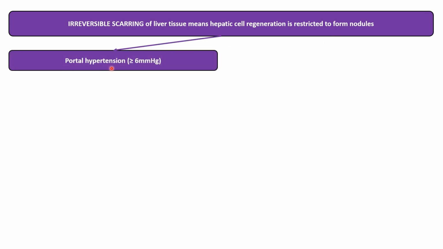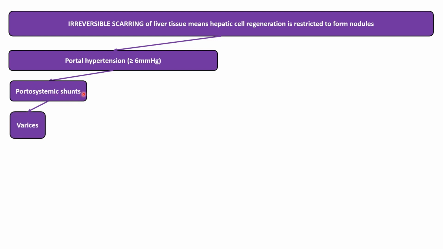So we have portal hypertension. Remember, because we have that increased collagen connective tissue production by the stellate cells, which can create increased resistance within that portal venous system. And portal hypertension is particularly when the pressure is greater than 6 millimeters of mercury. Remember, it's a venous system. We can have these portosystemic shunts. And portosystemic shunts are essentially connections between the portal system and the systemic venous system. So when we have the left gastric vein, this can connect with the portal venous system and can ultimately result in varices. You can then end up with a variceal bleed.